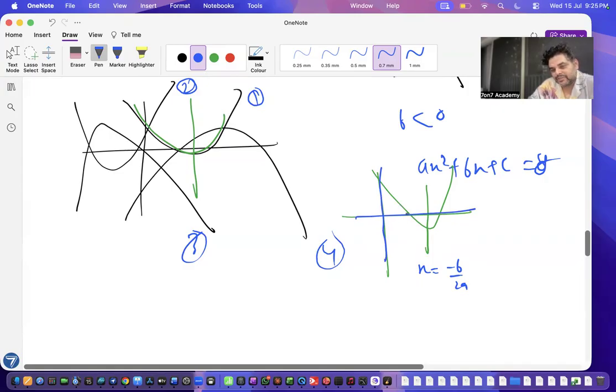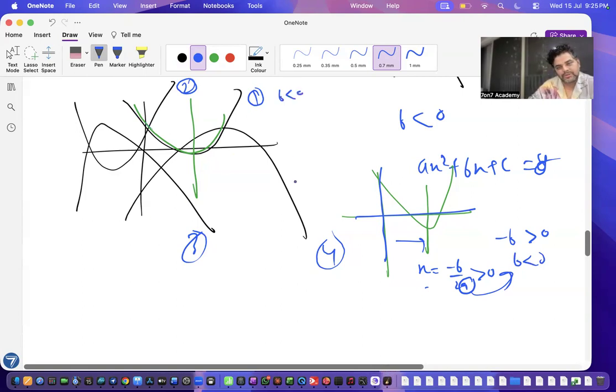Listen, very carefully. This is the right side, this is the x value, which has to be positive. Now, this is anyway positive because it opens upward. You cross multiply, so minus b is what? More than 0. So b is what? Less than 0. So this graph has b less than 0.